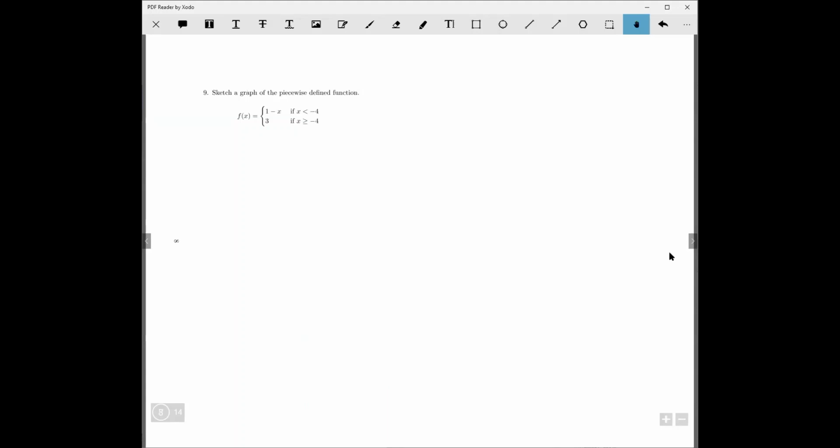Okay, let's go to number 9. Again, if you have any questions, just ask. And here we have sketching a piecewise defined function. What you can do for this is split it up into two different parts. The first one would be this first line right here, y equals 1 minus x, would be the first graph that you want to consider.